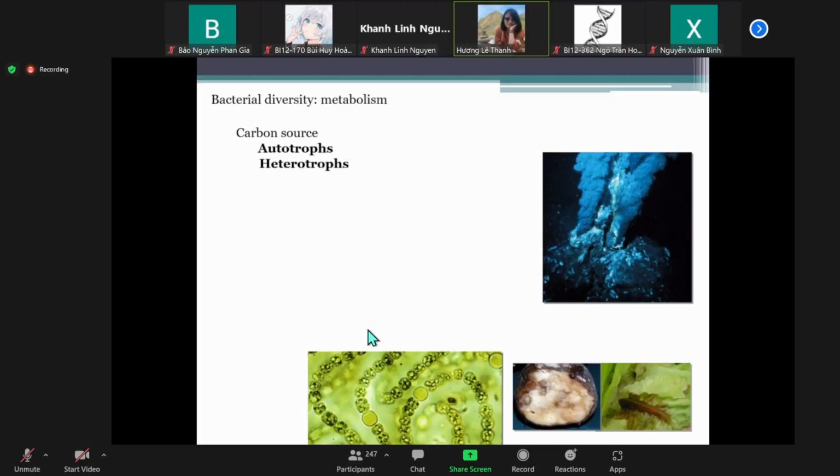There are two different types of autotroph bacteria. We have the phototroph, which utilizes light as the energy source, and the chemotroph, which uses the energy from chemical reactions.